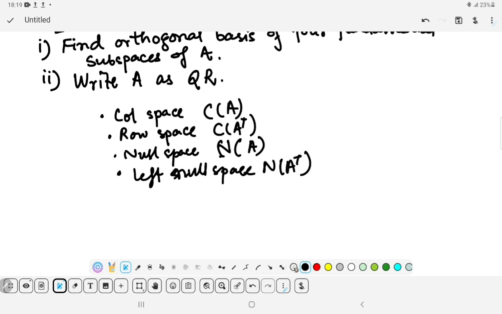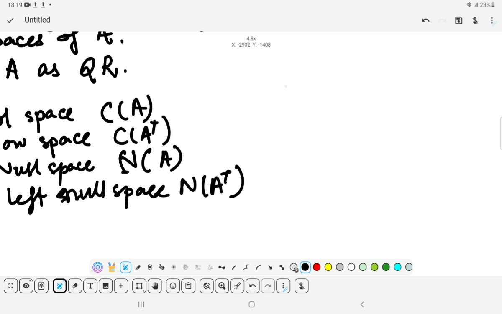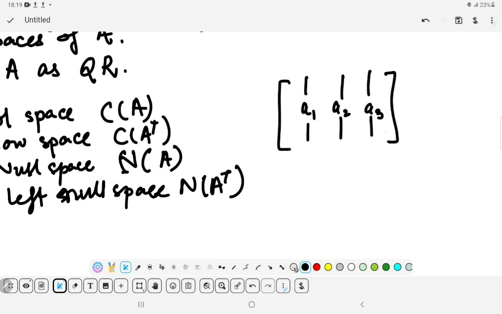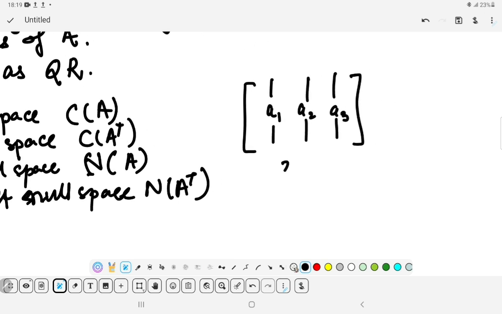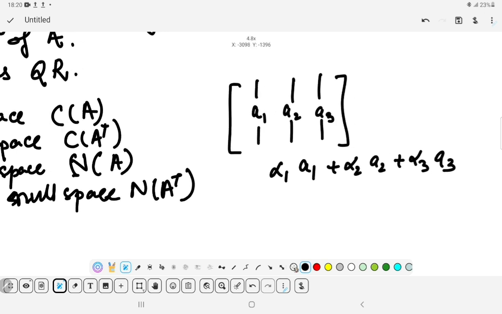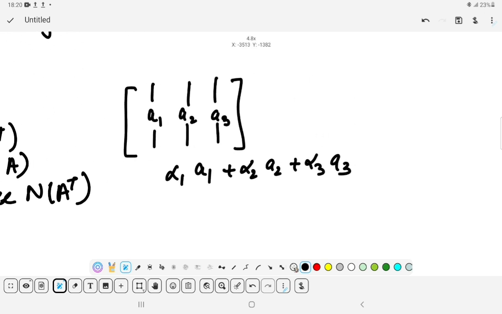So column space is basically the subspace that is spanned by all the columns of A. So suppose I am writing the columns of A like this: A1, A2, say A3, up to this. Then the column space of A will be any linear combination, say alpha 1 times A1 plus alpha 2 times A2 plus alpha 3 times A3. Any linear combination will be the column space.